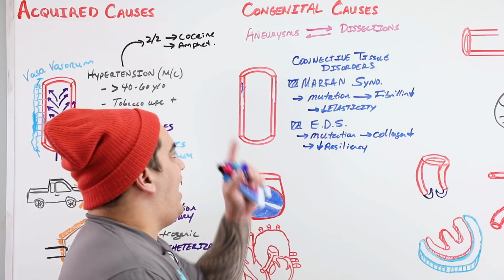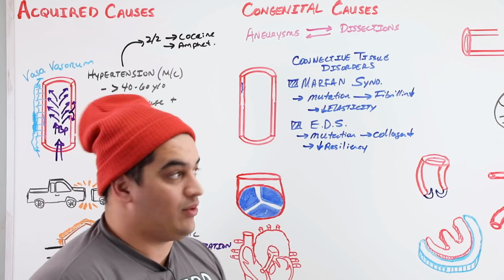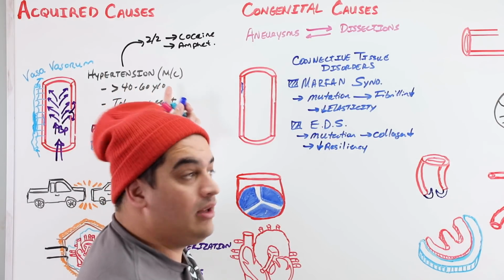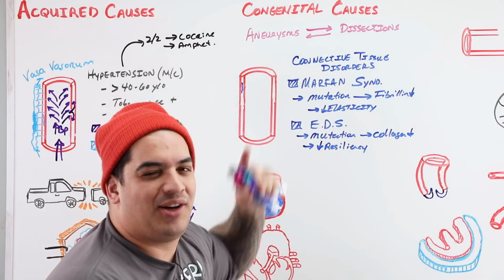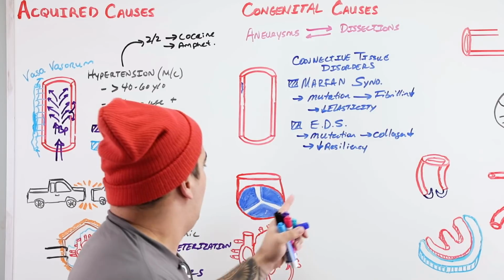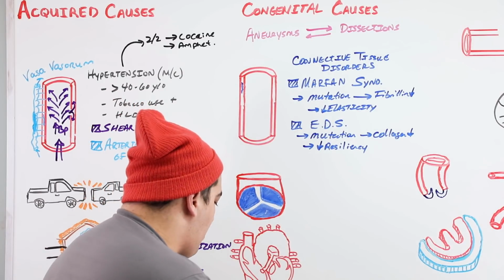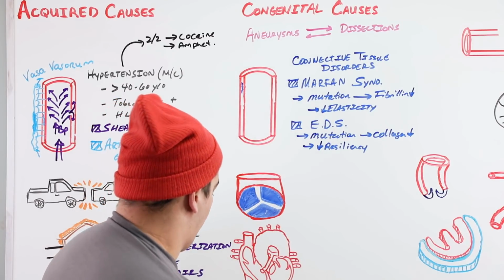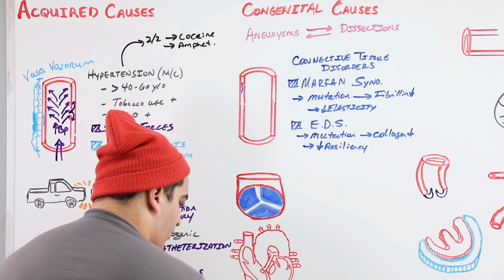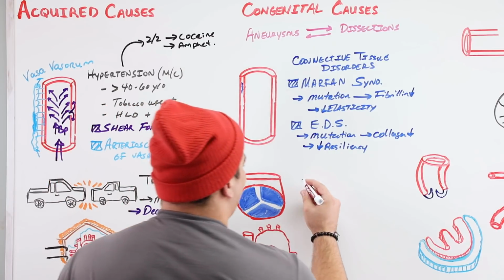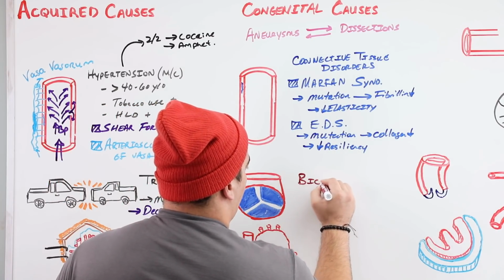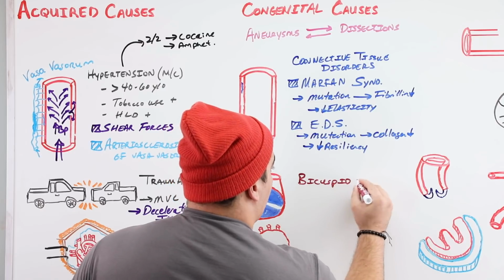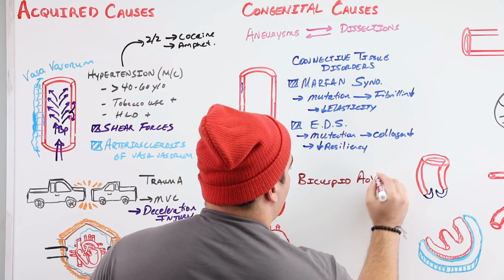Okay, beautiful. That covers our connective tissue disorders. So again, hypertension, most common, but I want you to think about these because these will probably show up on your exam. Okay? Next one is a bicuspid aortic valve. This is again becoming a big one to think about. So bicuspid aortic valve, what the heck is that? You're like, I thought they had 3 valves, man. They do.